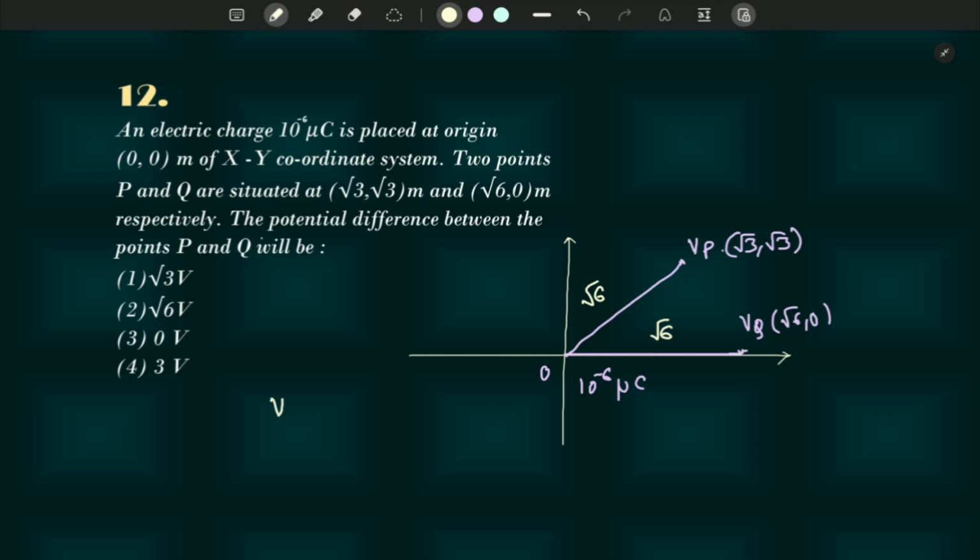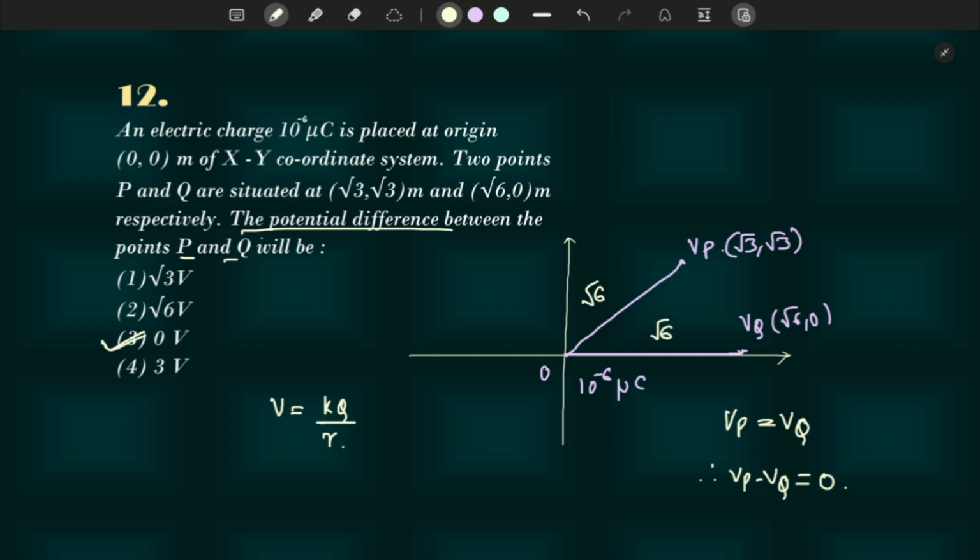Now we know potential is written as KQ by R. Now in both VP and VQ, the distance is the same. This is √6. So I can say that VP equals VQ. Therefore VP minus VQ equals 0. The potential difference between the points P and Q will be 0 volt.